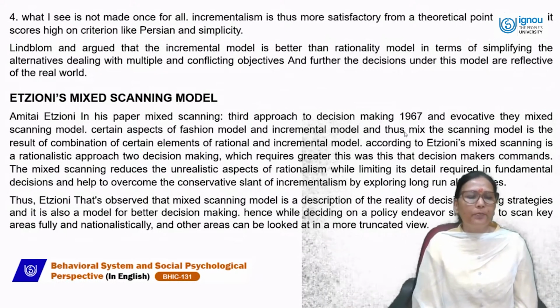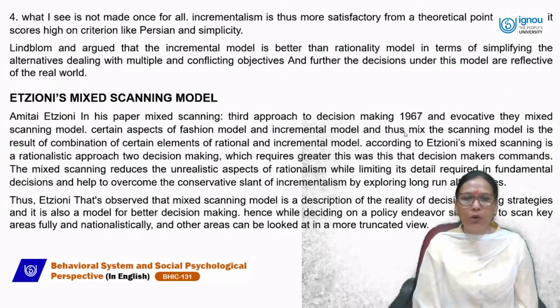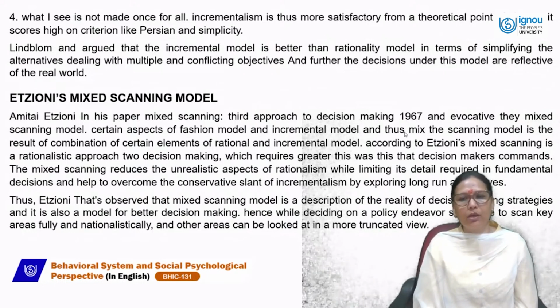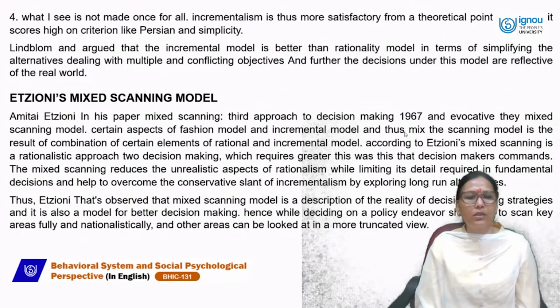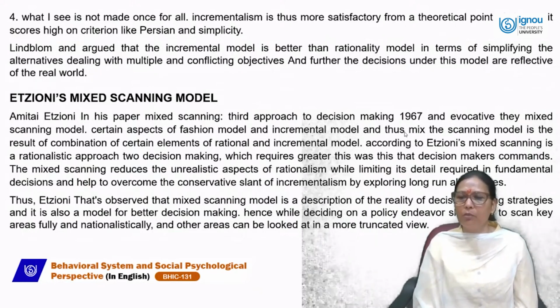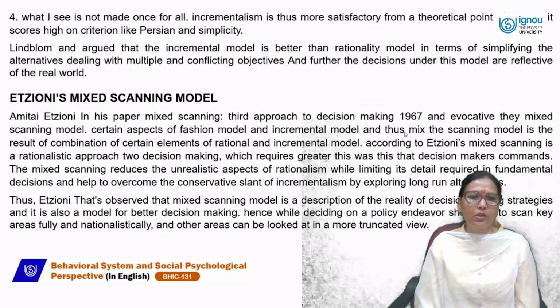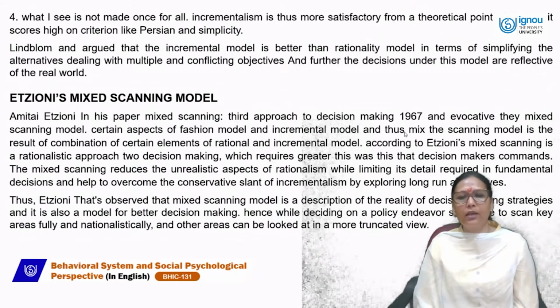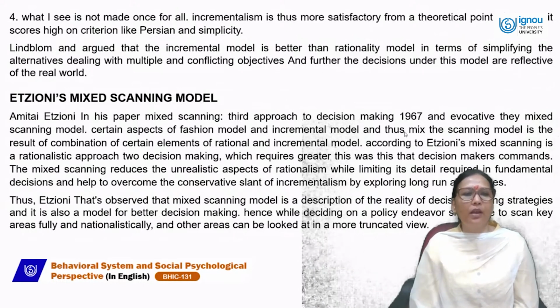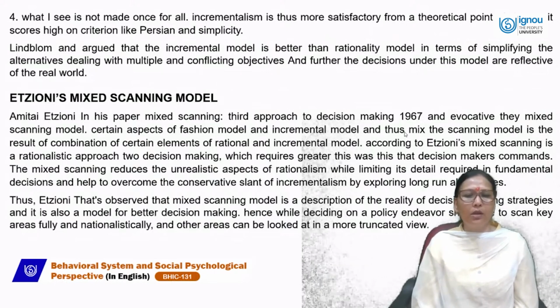Now next was Etzioni's mixed scanning model. Amitai Etzioni, in his paper Mixed Scanning: A Third Approach to Decision Making, 1967, advocated the mixed scanning model, which takes certain aspects of the rational model and the incremental model. Thus the mixed scanning model is the result of a combination of certain elements of the rational and incremental models. Some of the elements of the rational and incremental models are there in the mixed scanning model. That is why it is called the mixed scanning model.